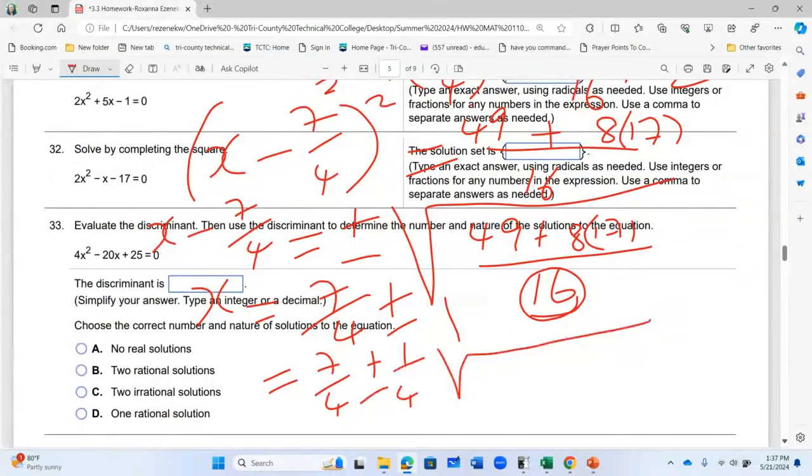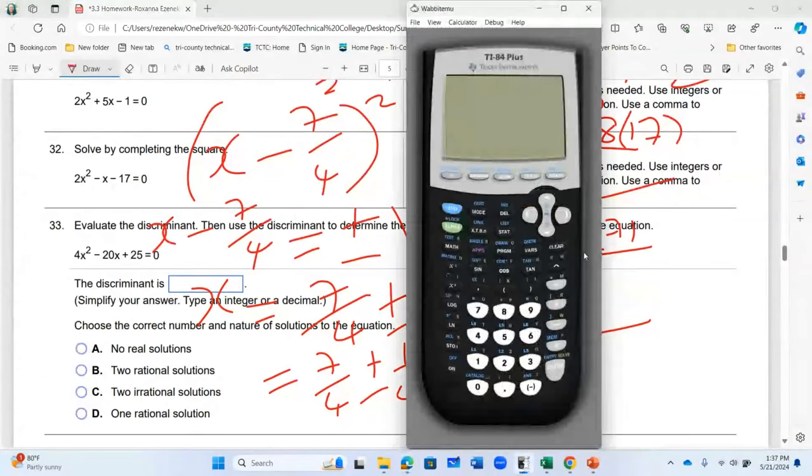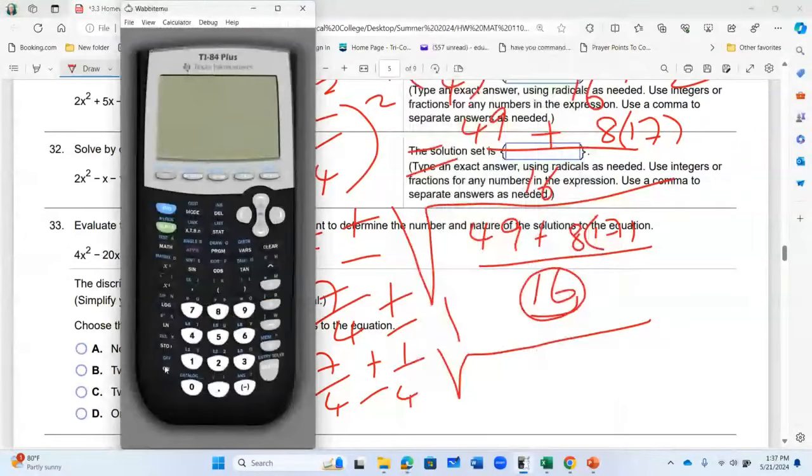Then you get a calculator. So get your calculator. And so I have 17 times 8, 17 multiplied by 8, I have 36 plus 49. I have 185. Then I find the square root of 185.